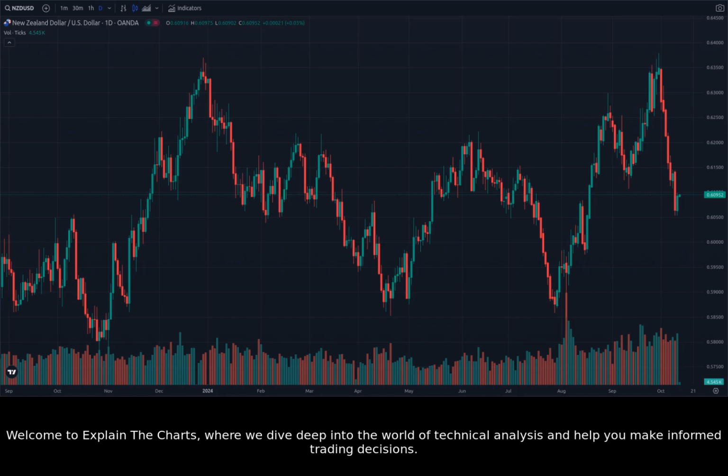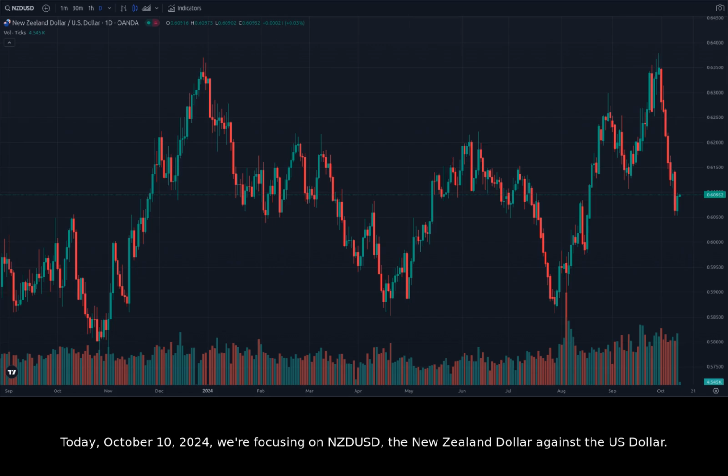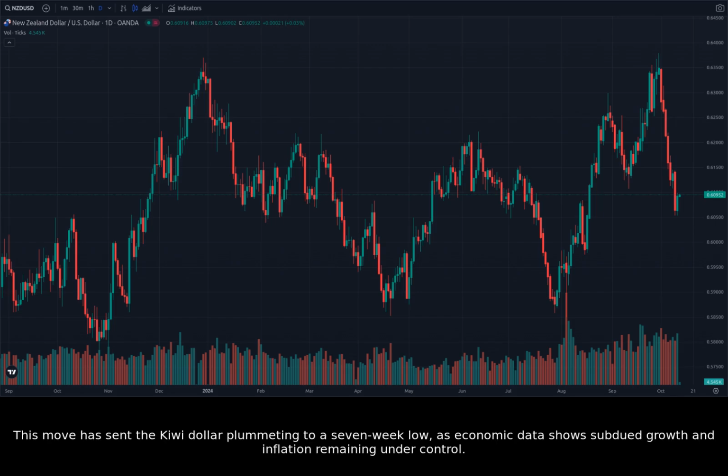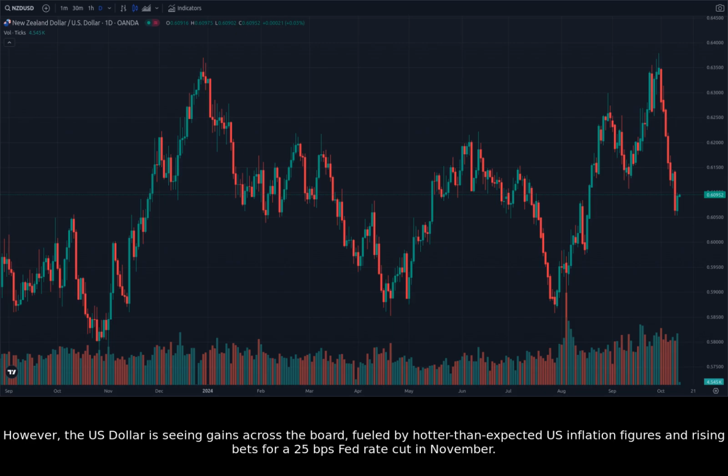Today, October 10th, 2024, we're focusing on NZDUSD, the New Zealand dollar against the US dollar. Recent news has been dominated by the Reserve Bank of New Zealand's unexpected 50 basis point rate cut. This move has sent the Kiwi dollar plummeting to a 7-week low, as economic data shows subdued growth and inflation remaining under control. However, the US dollar is seeing gains across the board, fueled by hotter-than-expected US inflation figures and rising bets for a 25 bps Fed rate cut in November.